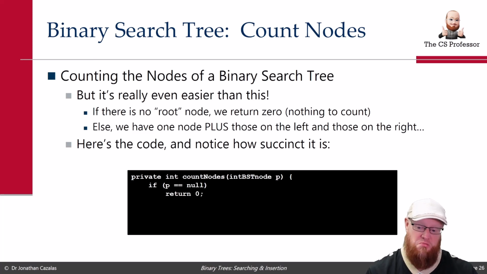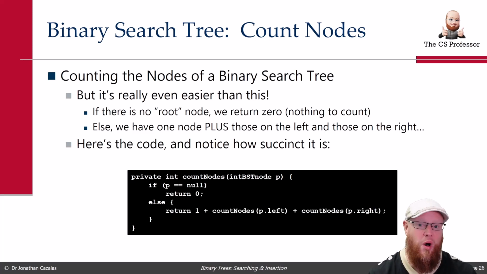If P is null, return 0. Else, return 1 plus. We count the nodes on the left, and then we count the nodes on the right. That is some sexy code. That is some absolutely gorgeous recursive code. Recursion, wonderful, wonderful, makes the problem solving so easy, and it comes up with beautifully succinct code. That's for counting the number of nodes.